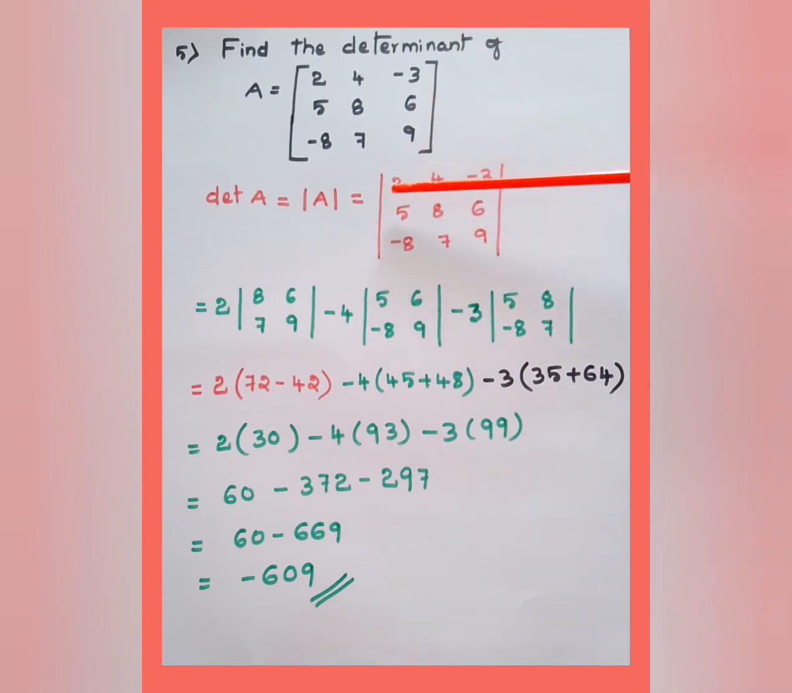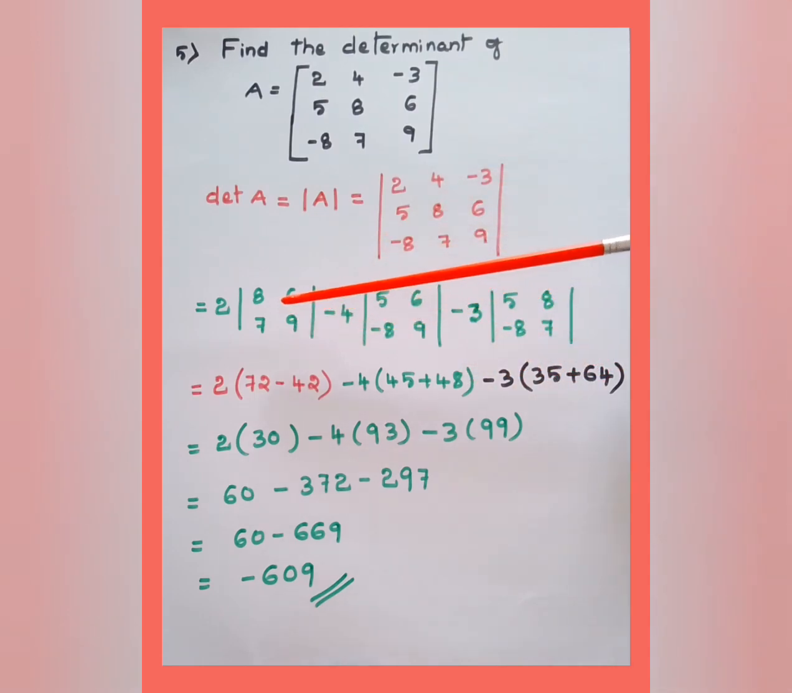Then we are choosing this first one, 2 4 minus 3. So we can write 2 outside. Cancel off below and beside. So we get only these elements, 8 6 7 9. Okay. Then second one, minus of 4. Below and beside cancel, we get 5, 6, minus 8, 9. Then plus of 3. So plus of 3, already we have minus 3 here. So minus 3, only 5, 8, minus 8 and 7. Okay. So by this time you would have learned this. If you already know, you can just skip it and you can go and learn the other concepts. No problem. So those who still want to learn, you can continue this.